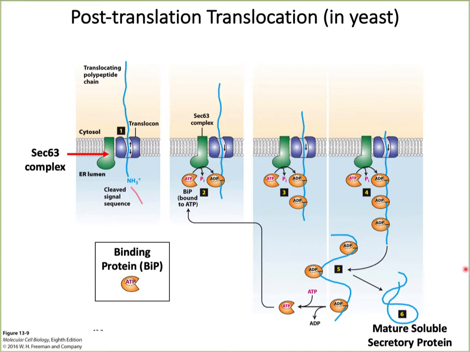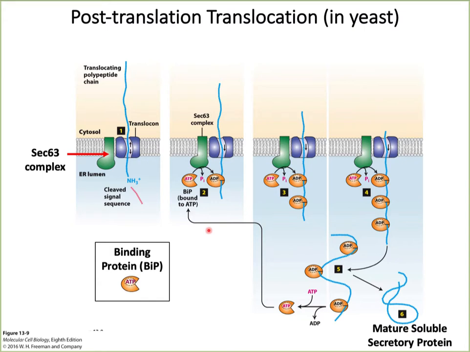So what happens in this condition, the way yeast have solved this problem, is through this protein known as BiP, or binding protein, which is the ER resident protein and is very abundant in the lumen of the ER. Another protein complex in the ER, known as the Sec63 complex, facilitates the binding of BiP to this secretory protein as it moves through the translocation.